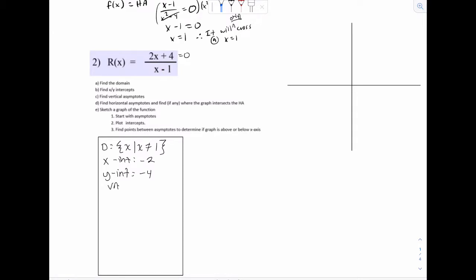And our vertical asymptote. So the top, I can factor, but notice how nothing cancels here. So there's nothing I can really do with that. So I'm just going to write the vertical asymptote is x equals 1. A horizontal is y equals 2. Since these powers are equal here, you just grab the coefficients. So it's just 2/1 like that.